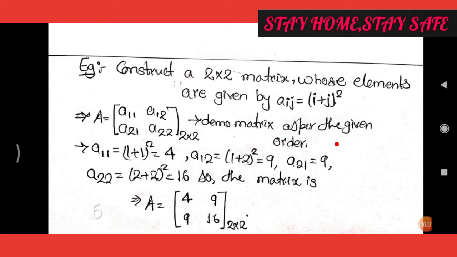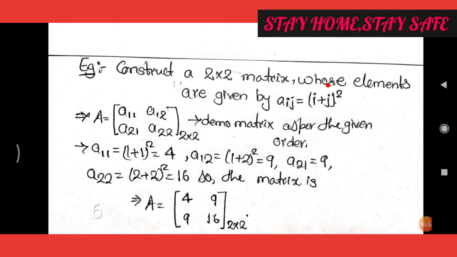Here we go by starting with the question. The question says construct a 2 by 2 matrix whose elements are given by Aij is equal to (i plus j) whole square. Not only this, it can be anything here. It can be even i plus j only, or (i plus j) by 2, or any operation can be given here. So we just have to substitute the values of i and j in this formula to get the elements of the matrix.